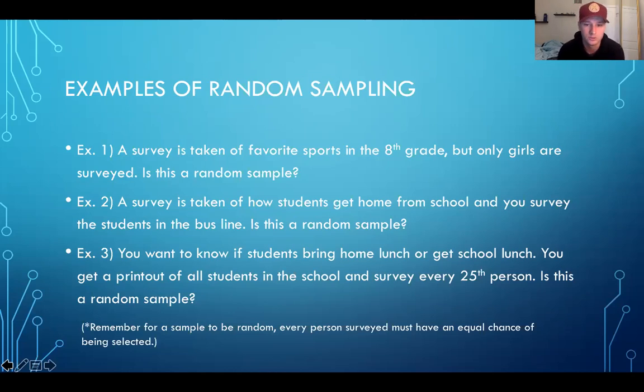Third, you want to know if students bring their lunch from home or get school lunch. You get a printout of all the students in a school and survey every 25th person. Is this a random sample? Well, yeah, because you're getting a printout of every student in the school, so you're not excluding anybody, and you're surveying every 25th person that you see. So you're doing it very randomly as you go along, and you're not excluding anybody. So the sample is fair, valid, and random.